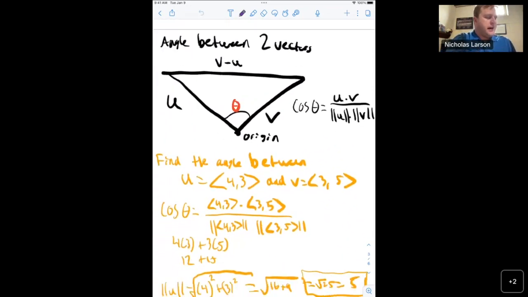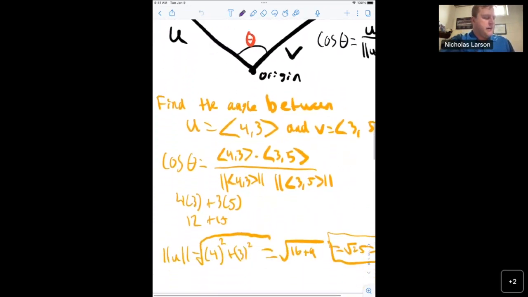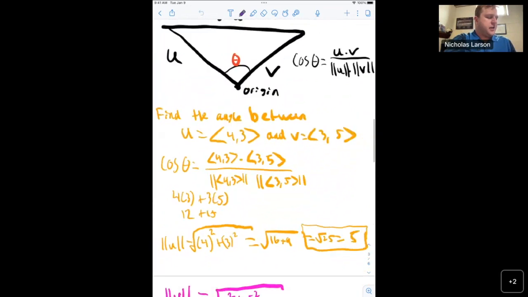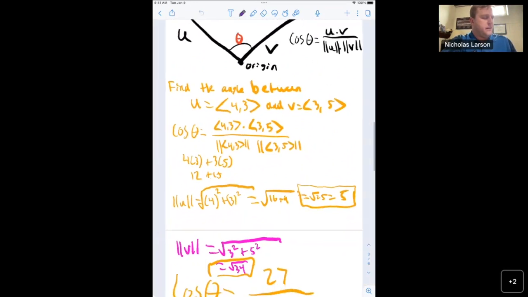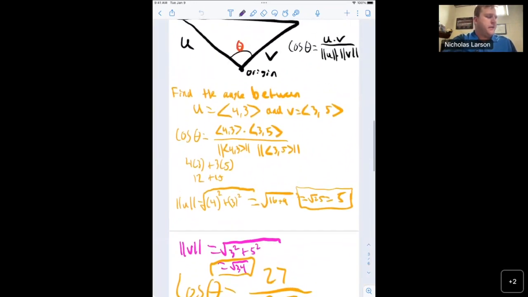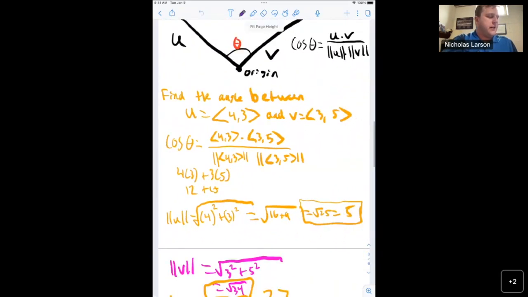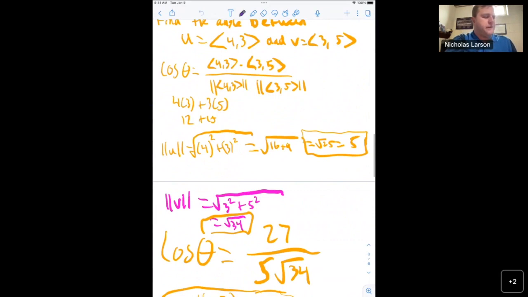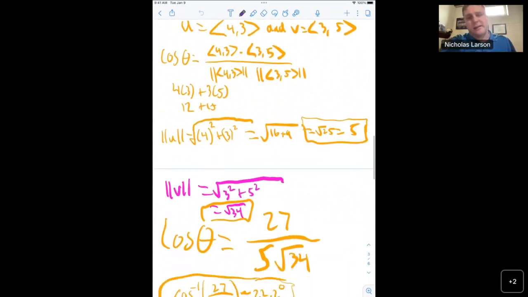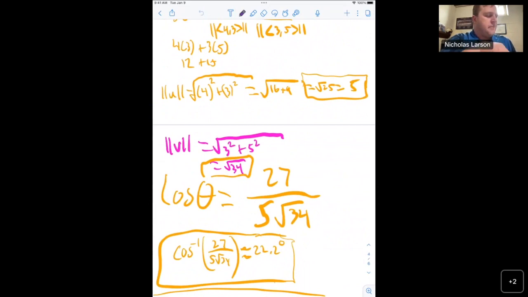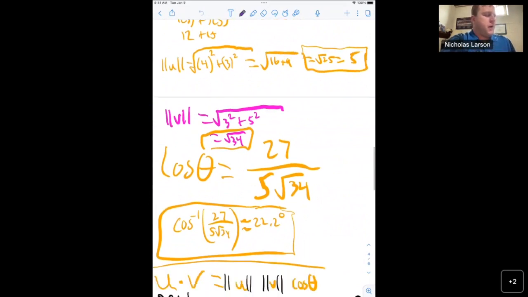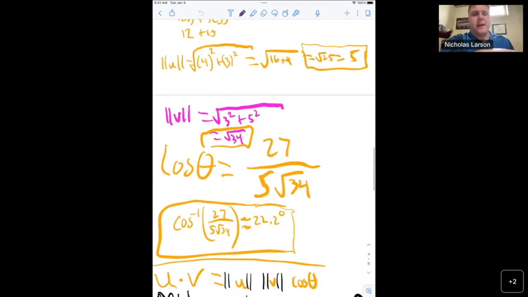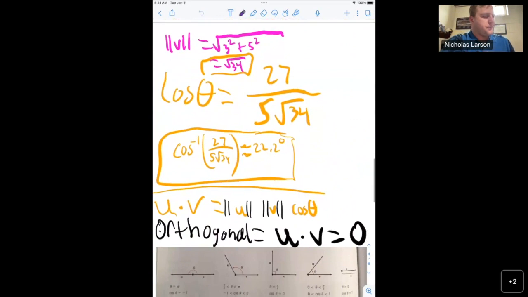I plug in my values. Again, I use 4 times 3 plus 3 times 5. And then I've got to find what my magnitude is, which I try to do right here. I actually end up getting some nice numbers because 16 plus 9 gives me 25, and the square root of 25 is 5. So I keep going and finally finish this. I got cosine of theta to be 27. My magnitude was 5. I find the magnitude of V because I've got to use V now, and that's not as nice of a number. That's the square root of 34. But when I plug in those numbers, I get 27 on top over 5 square root 34. And if you work backwards, you take the inverse of it, you're going to find that the angle is 22.2 degrees.